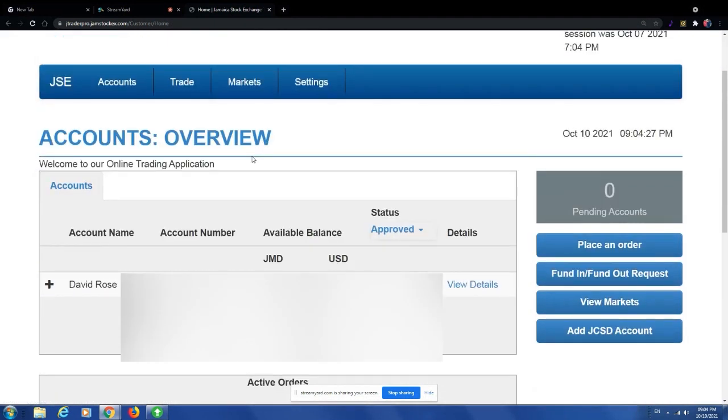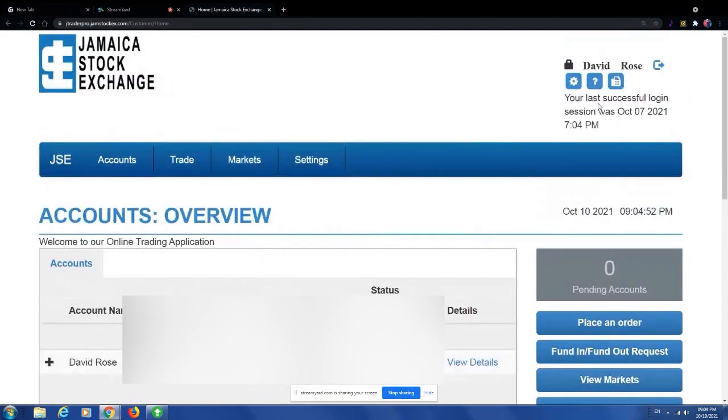That's really JtraderPro for you guys. So you place orders on the right, you have your pending account requests. If there is any still pending, your fund in and fund out are to the right. You have your market, which is going to show the market in its full form. You add JCSD accounts, you're adding more accounts. You can see your name, number, balance, status, and details. As I said, you can also suspend any account if you want.